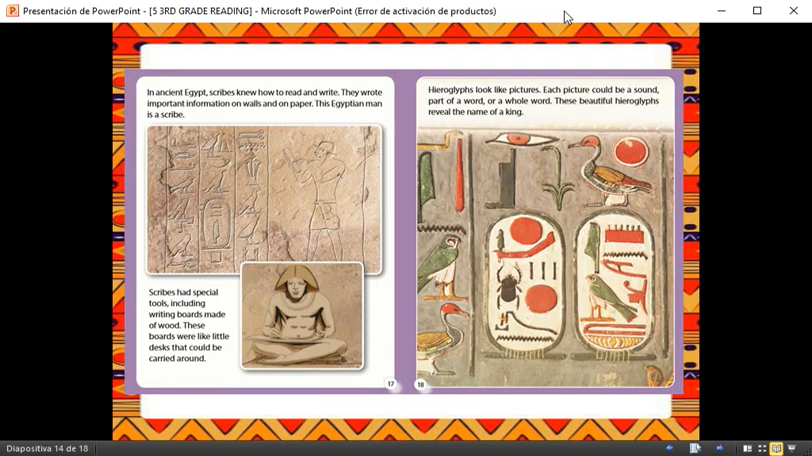In ancient Egypt, scribes knew how to read and write. They wrote important information on walls and on paper. This Egyptian man is a scribe. Scribes had special tools, including writing boards made of wood. These boards were like little desks that could be carried around.